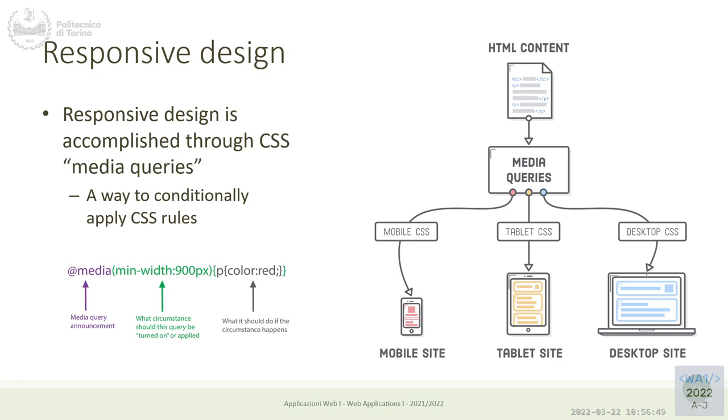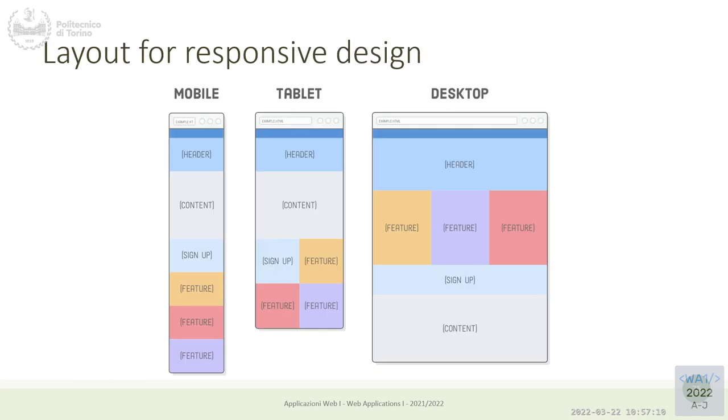This is good because we only have one HTML page. Different CSS rules will be applied, but they really are part of a single CSS style sheet where we, you know, surgically activate or deactivate some portions. This is the general idea, so that the same website could have the same contents, but laid out in a different way according to the viewport size. And this is what we want to achieve.